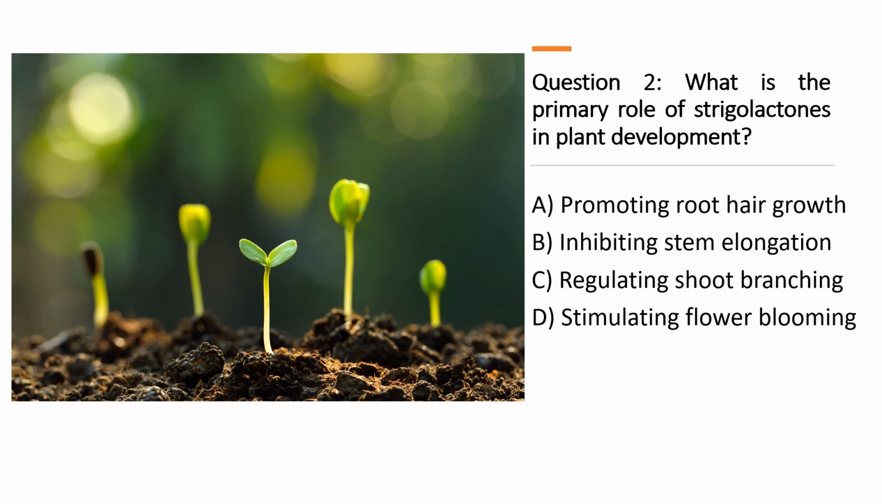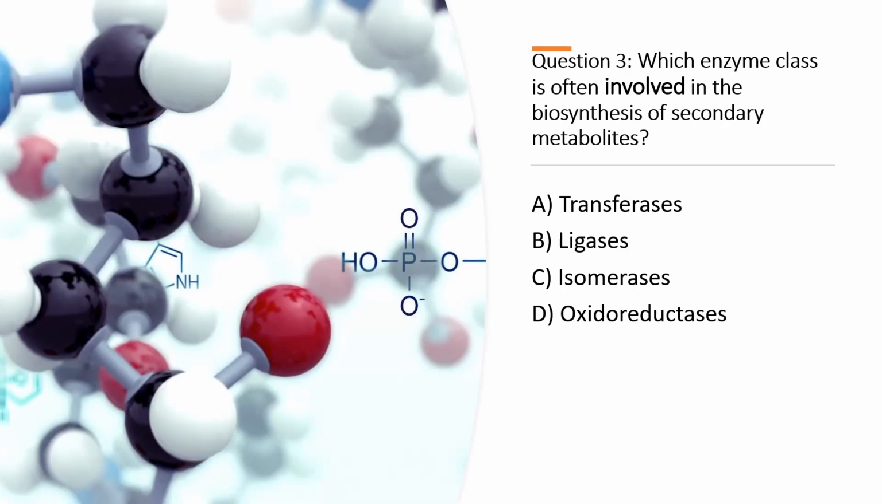The next question is, which enzyme class is often involved in the biosynthesis of secondary metabolites? A. Transferases. B. Ligases. C. Isomerases. D. Oxidoreductases. So, oxidoreductases are often involved in the biosynthesis of secondary metabolites. They facilitate the redox reactions that can add complexity to these compounds.